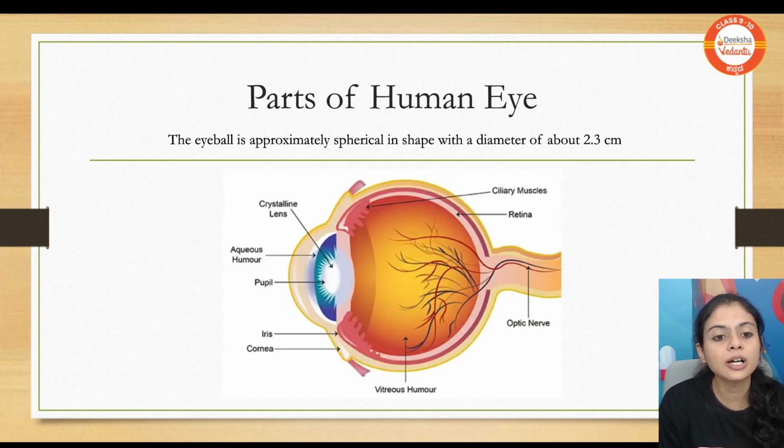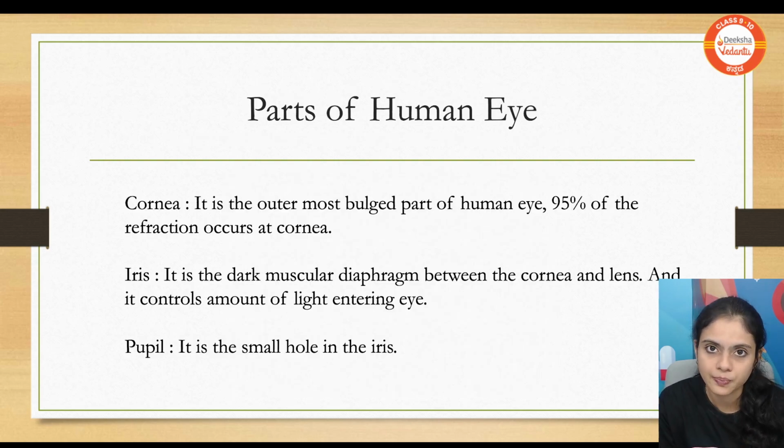Moving forward to the power of accommodation. Before that, you can have one glance at the eye. If they ask you to draw it properly, label all the parts and write their functions, you can write these points, right?